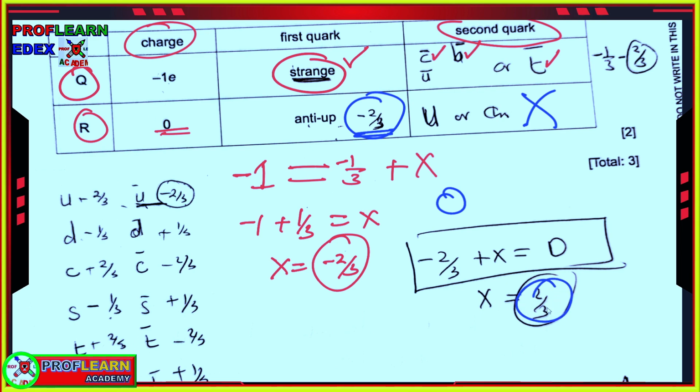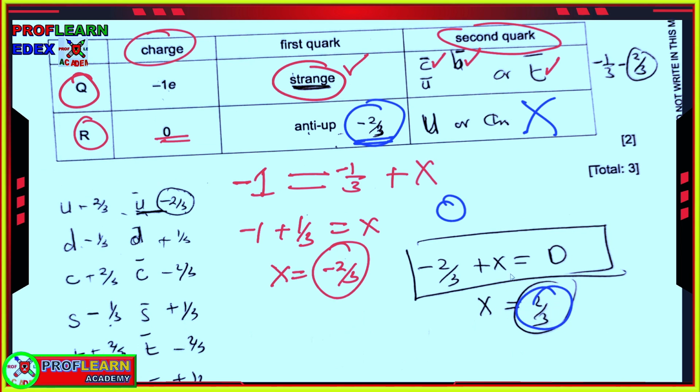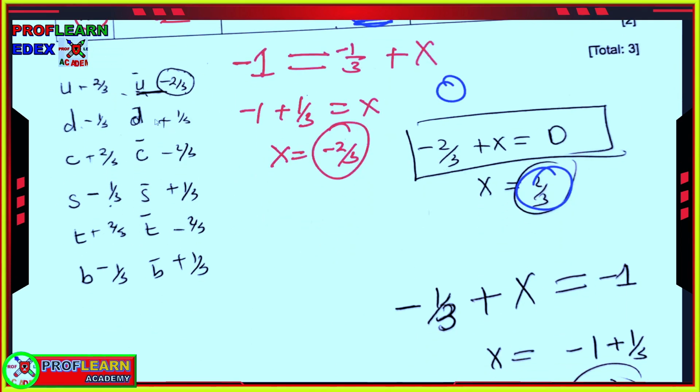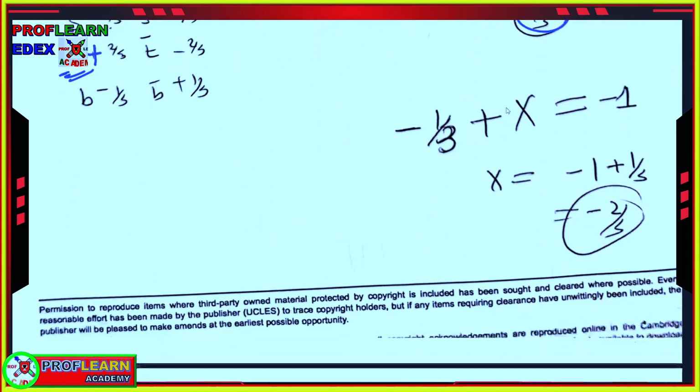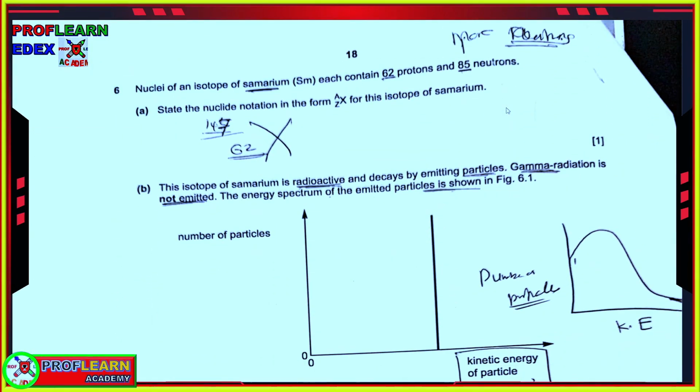So which particle has a charge of 2/3? You need to understand it is either an up quark, a charm, or a top. Of course, this is positive, negative, positive, negative, positive, negative. So it could be an up quark, a charm, or a top. Any of them could fit at this given point. So basically that's how you answer such questions.